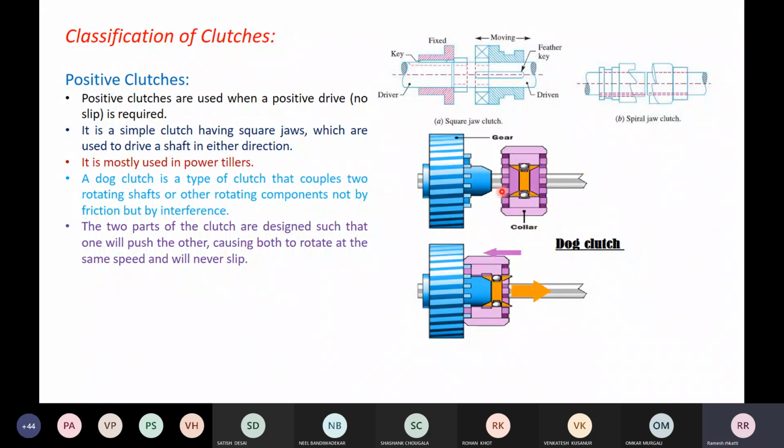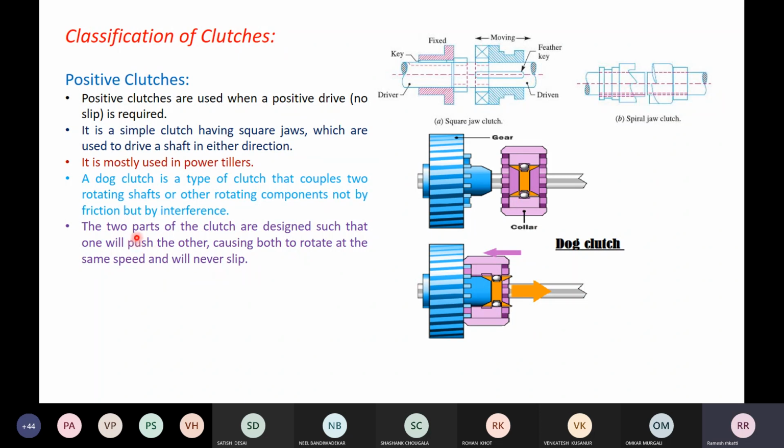How it is used: here you can see this is a gear which is going to be locked to the other one. This is the collar. Here you can see that it is locked, and as this driving shaft rotates, as both are locked, the other driven shaft also rotates. You can see that in the figure below, how it is locked. As this starts rotating, it will rotate the driven shaft.